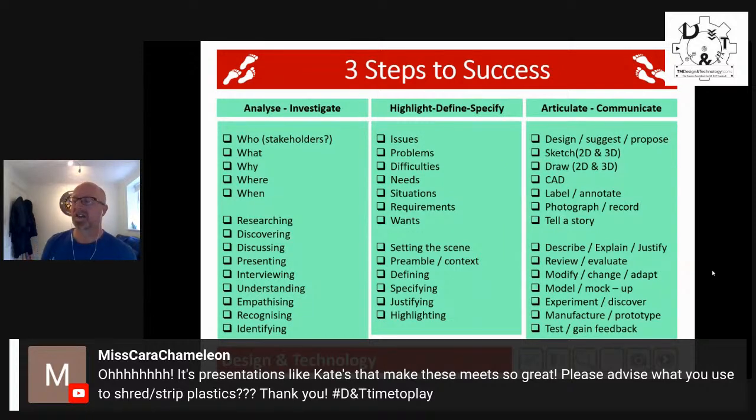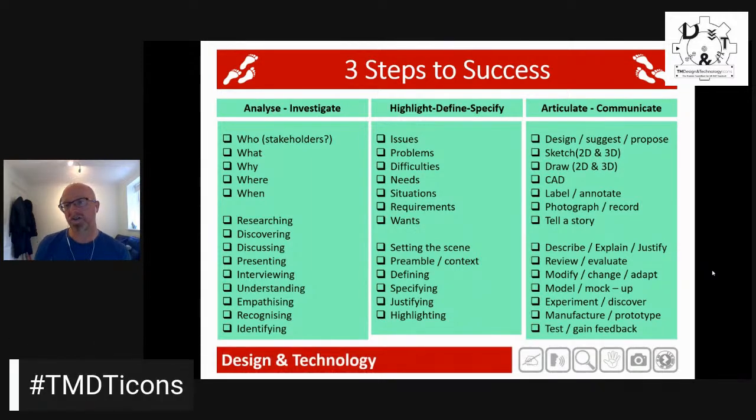Then we move on to the articulating and the communicating. So we've obviously got the designing, suggesting, proposing, sketching in 2D and 3D, drawing in 2D and 3D, using CAD packages, labeling, annotating, photographing and recording, telling a story, which is a critical one for me and has been for many years now, describing, explaining, justifying, reviewing and evaluating, modifying, changing and adapting, modeling, making mock-ups, experimenting, discovering, and obviously manufacturing, prototyping. And we've also got testing and gaining feedback. So you can see there's a whole raft of things that we've put in the step of articulating and communicating.